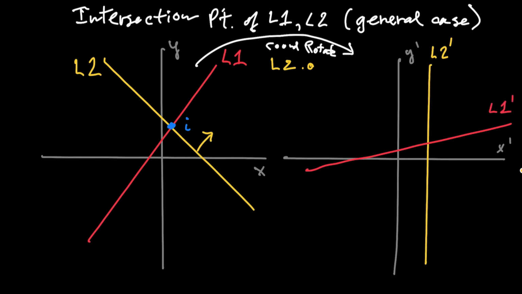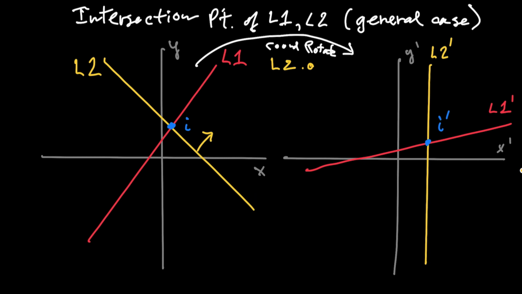This is L1 prime. And the intersection point, call this I prime. Okay, so we know we can solve the problem on the right. So when we finally get I prime, we're not done. We have to back transform that point into the original coordinates.